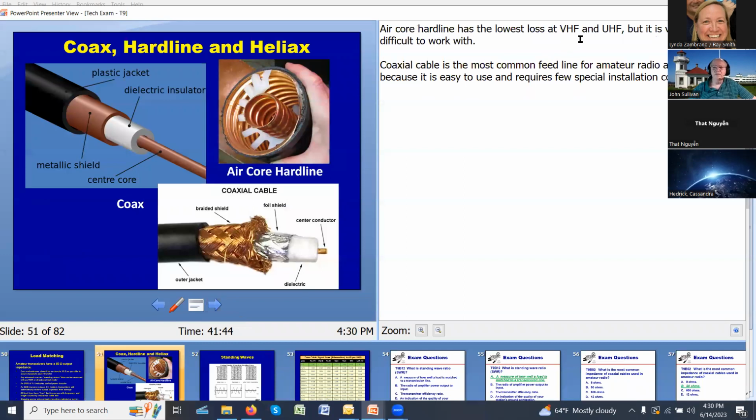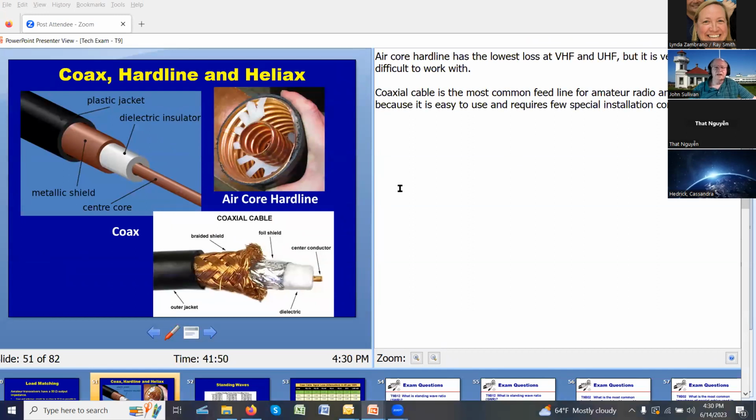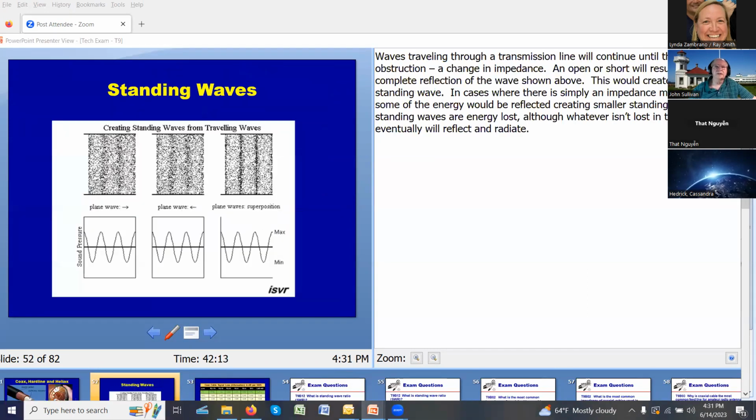So there are different kinds of feed lines. There's an example here of coax and hardline. Hardline is, as the name implies, hard, rigid, and very difficult to work with. It has an air core for insulation. More common are coaxial cables, which have a center core with an insulator around it and a shield around it. So these are your two conducting elements, the core and the shield around it.